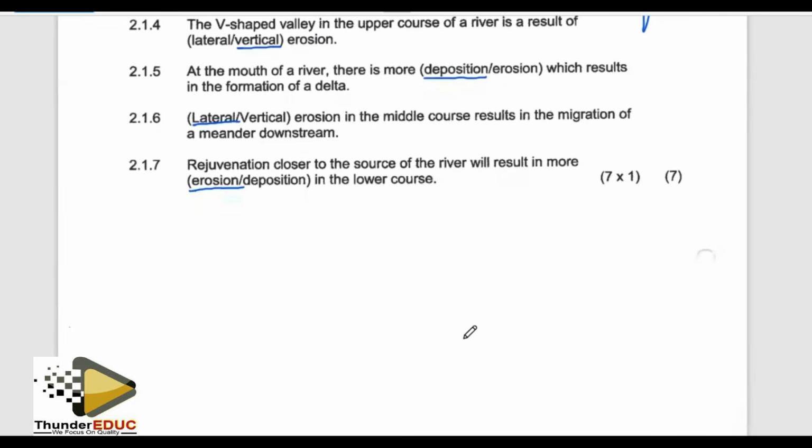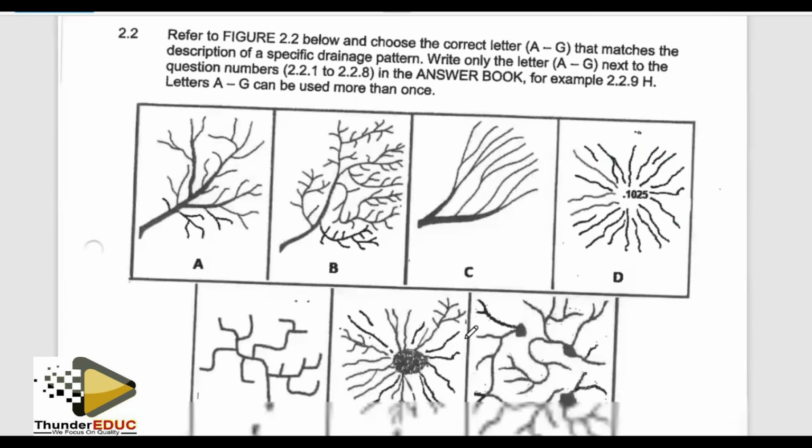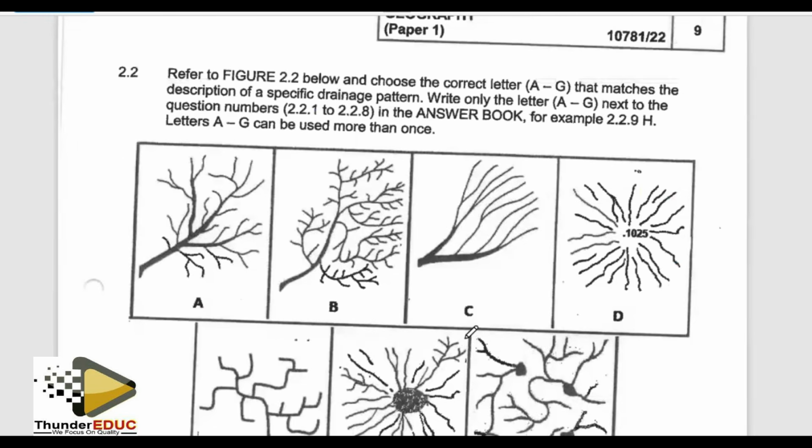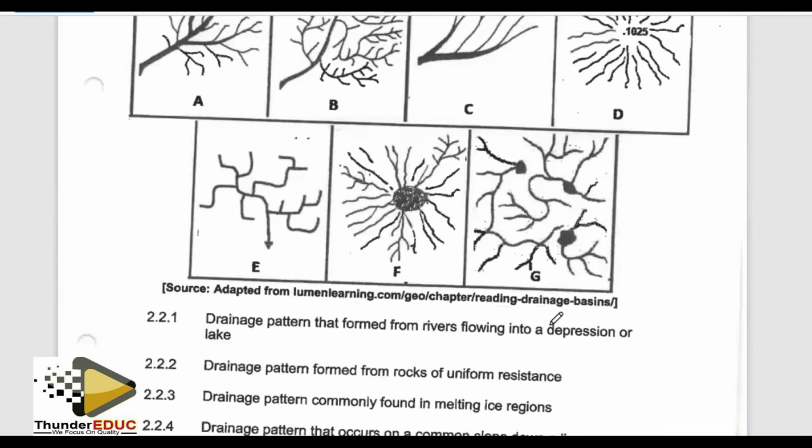Okay, let's proceed to question 2.2, which says refer to the figure below and choose the correct letter that matches the description. 2.2.1, drainage pattern that formed from rivers flowing into a depression or a lake.